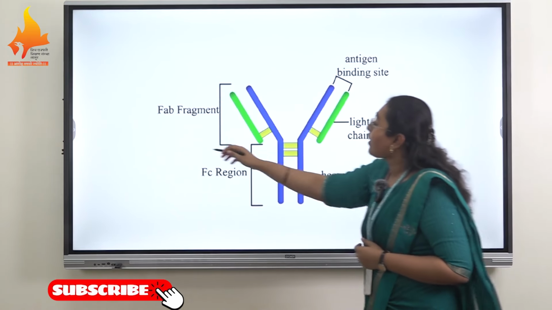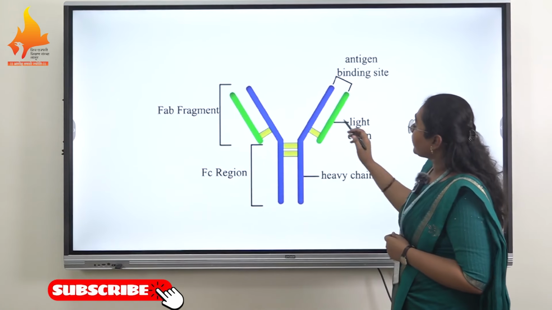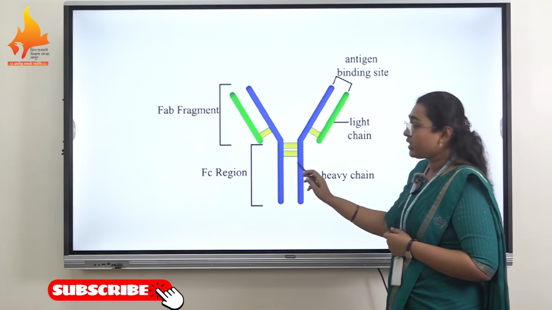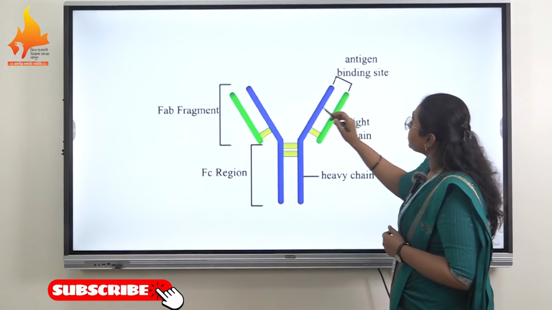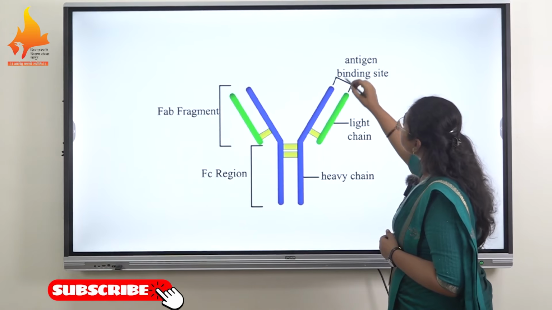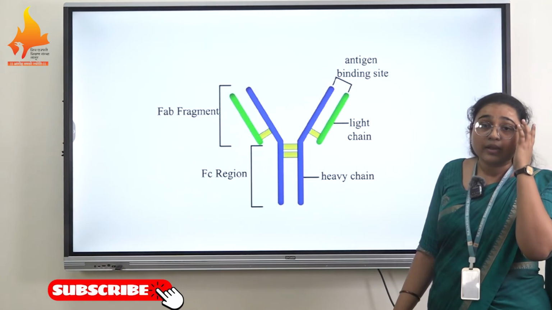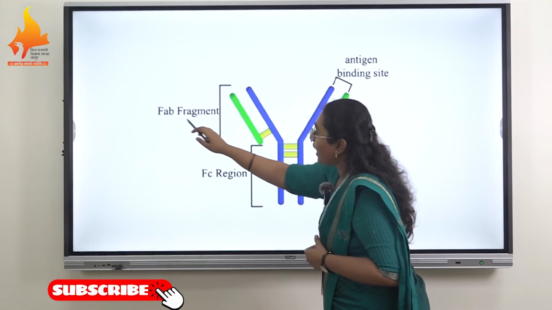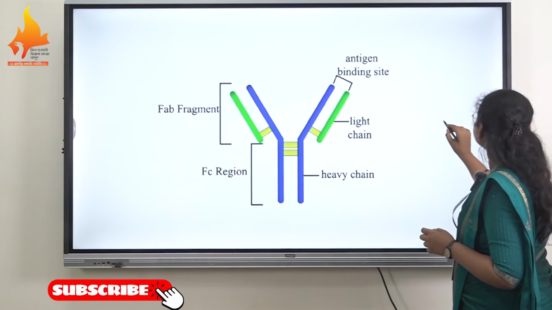This is the basic structure of an antibody. An antibody consists of the Fab fragment, the antigen binding fragment, and the Fc region, the constant fragment. It consists of two heavy chains, shown in blue, and two light chains, shown in green. On the heavy chain and light chain there is a variable region. On the variable region there is actual binding of the antigen or pathogen particle, so this is called the antigen binding site. So this is the basic structure of the antibody.